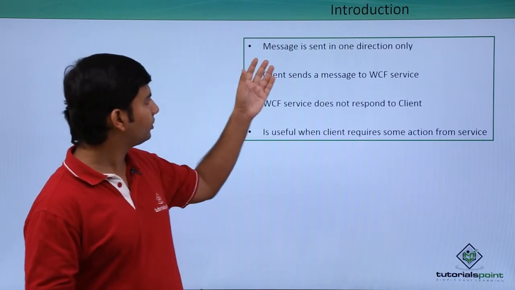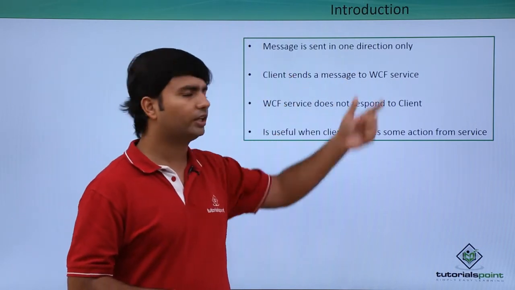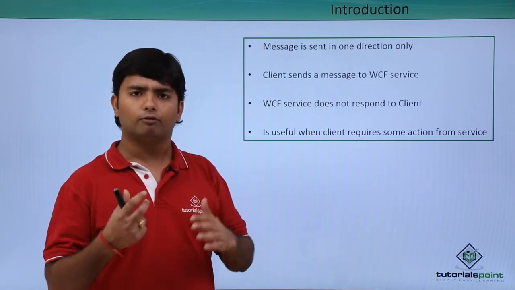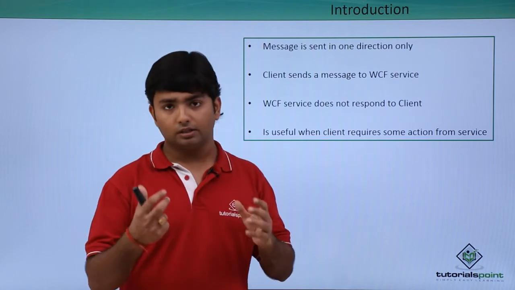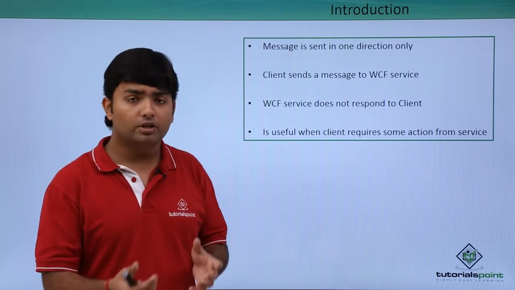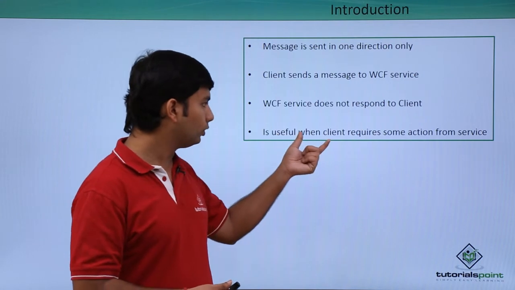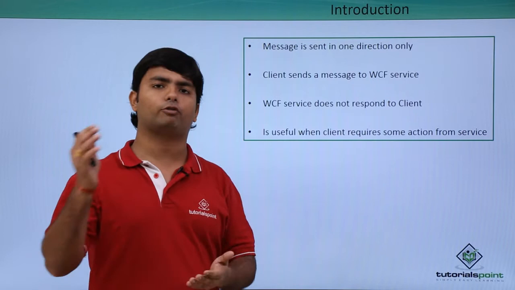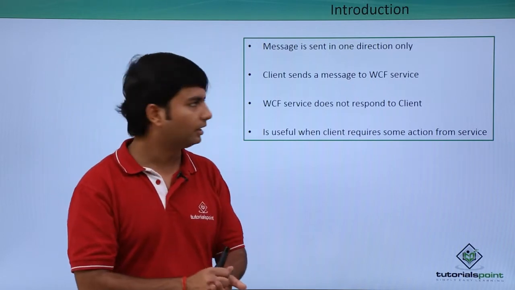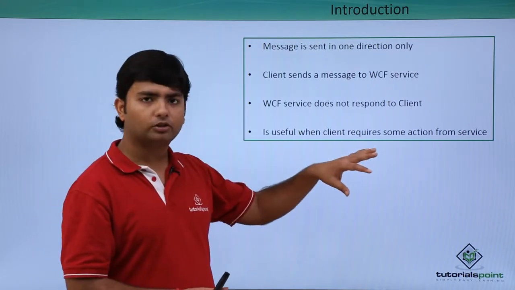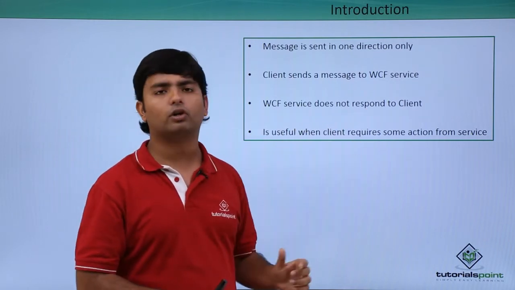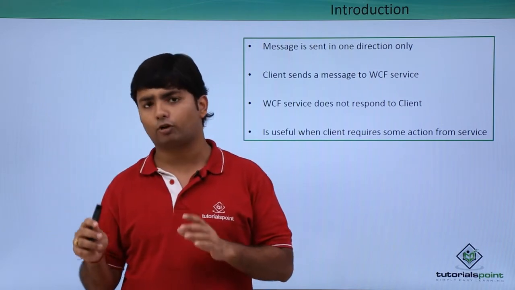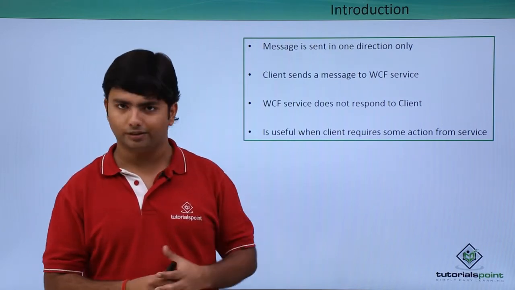So let's see what is written here. Message is sent in one direction only, that is, the client sends a message to the WCF service. Why? For invoking a particular method. The method necessarily returns a void, as it is useful when a client requires some action from the service. Action means you're going to perform a task which is not giving you anything. So in that situation, the WCF service will not give any response to the client. Rather, it will just perform the particular action for which a client has invoked the method.